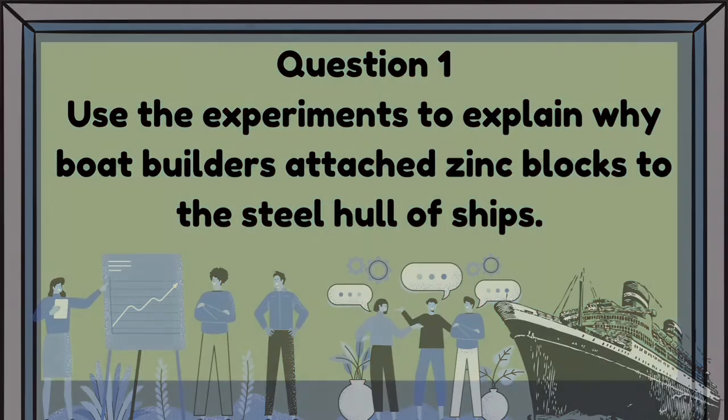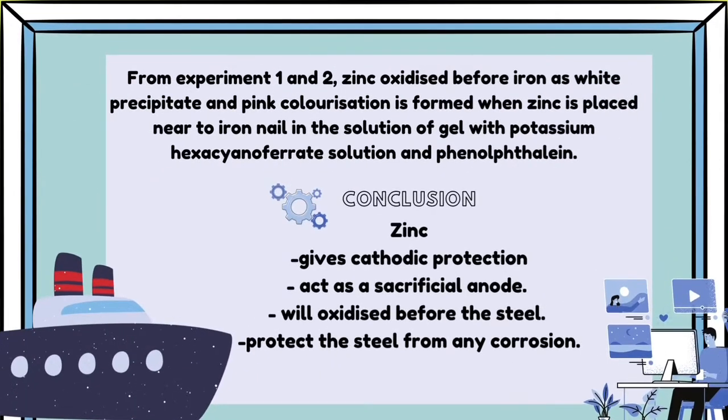The question is, use the experiment 1 and 2 to explain why boat builders attach zinc block to the steel hull of ships. As we can see from experiment 1 and 2, zinc oxidized before iron as white precipitate and pink colorization is formed when zinc is placed near to iron nail in the solution of gel with potassium hexacyanoferrate solution and phenolphthalein. To protect the steel hulls, zinc block is attached to the hull.